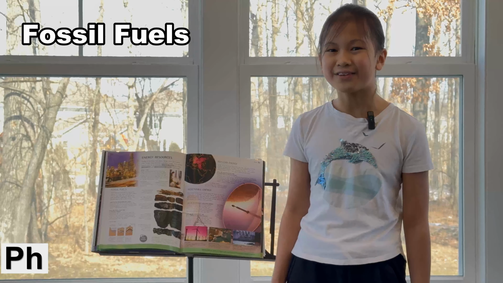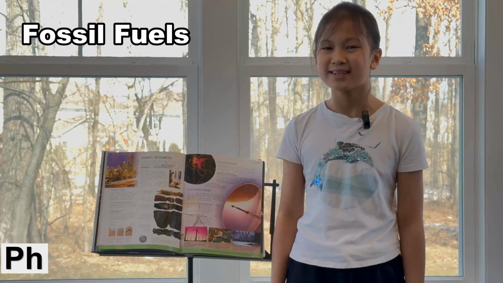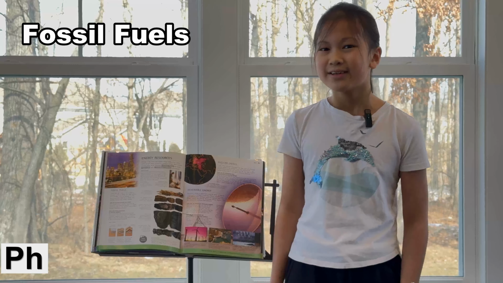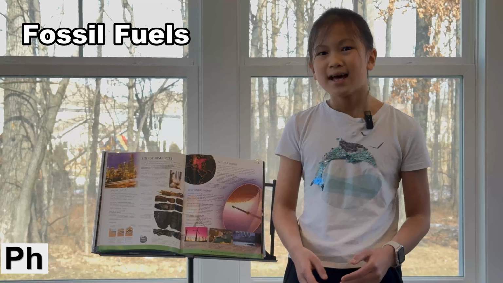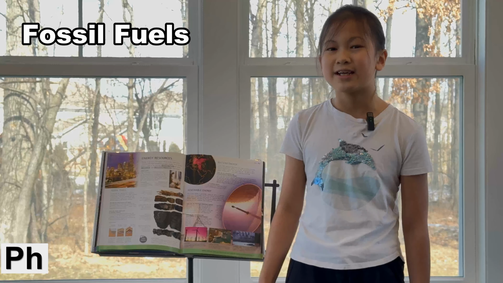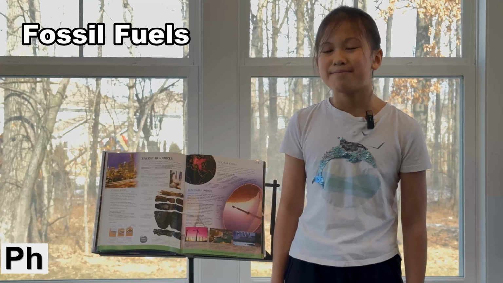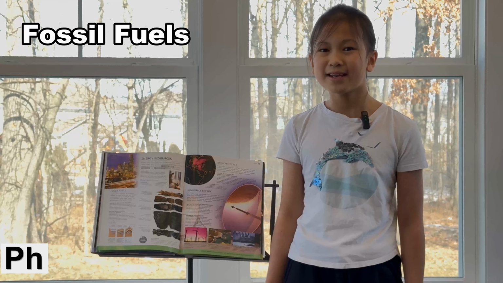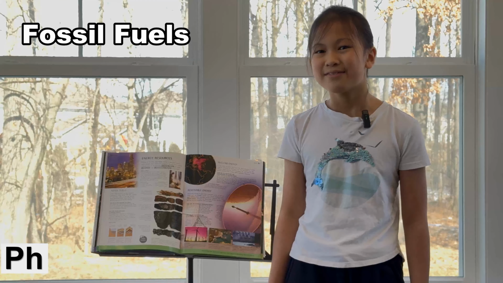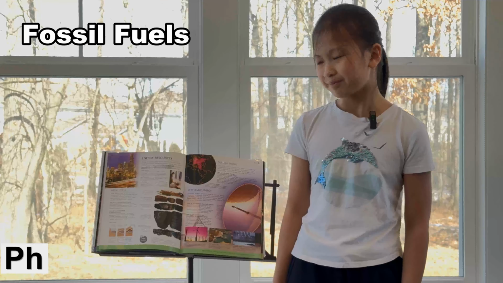First, I'm going to talk about how oil and natural gas formed. Oil and natural gas formed in similar ways, which is underground. When plant remains pile under the surface, it forms a type of mixture, and over millions of years, it becomes a type of substance that has carbon in it, and we can use this for our everyday lives.